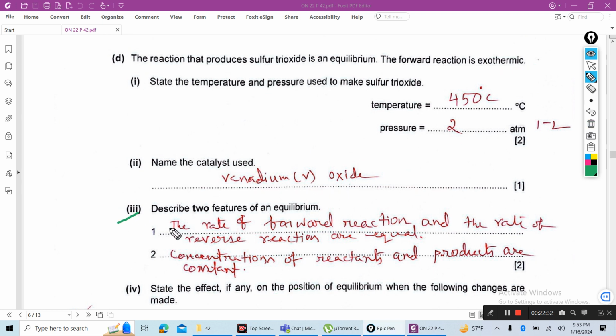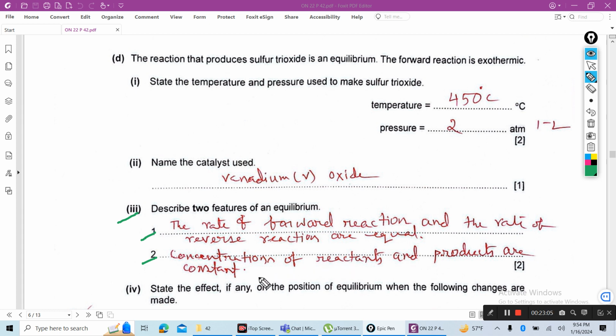Three. Describe two features of an equilibrium. Two characteristics of an equilibrium. Number one, the rate of forward reaction and the rate of reverse reaction are equal. Rate equal. Number two, concentration of reactants and products are constant. Concentration of reactants and products remain constant.